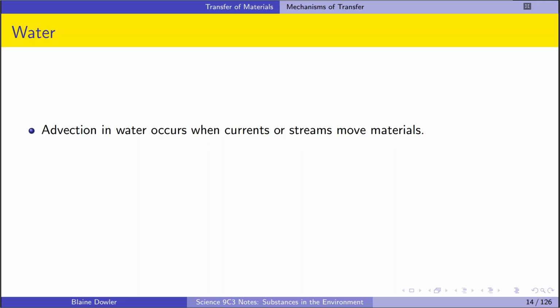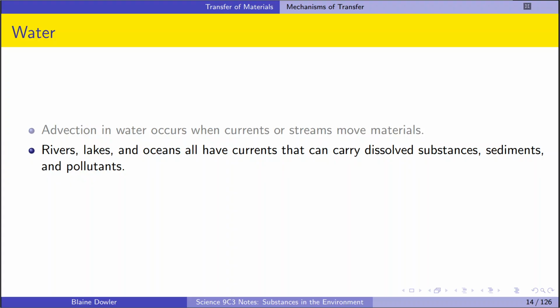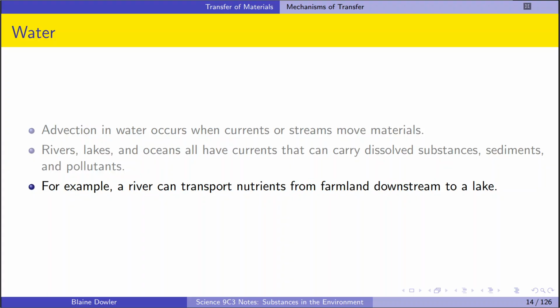Advection in water occurs when currents or streams move materials. Rivers, lakes, and oceans all have currents that can carry dissolved substances, sediments, and pollutants. For example, a river can transport nutrients from farmland downstream to a lake.